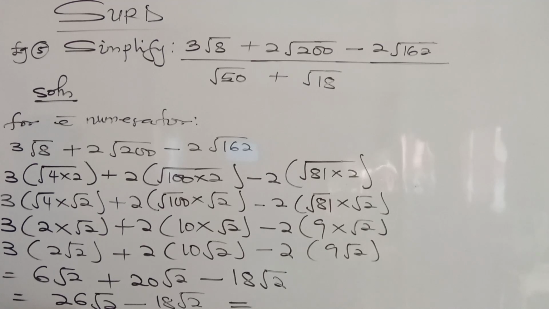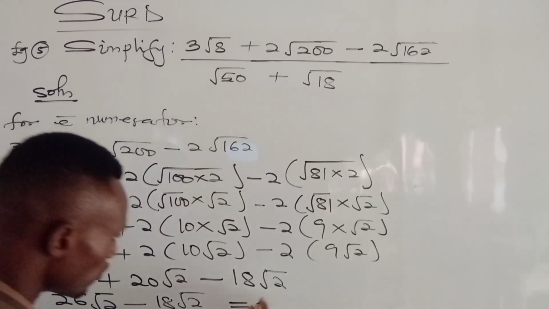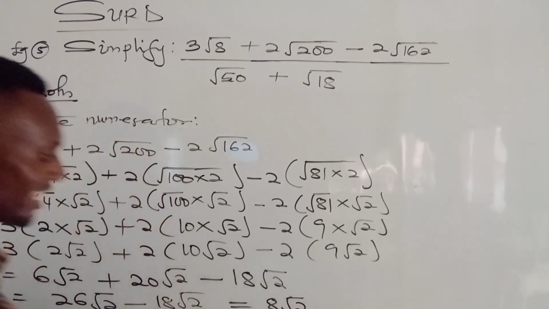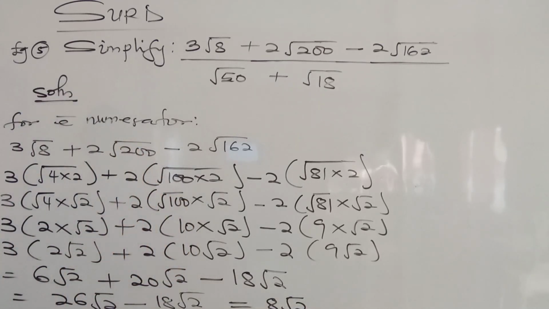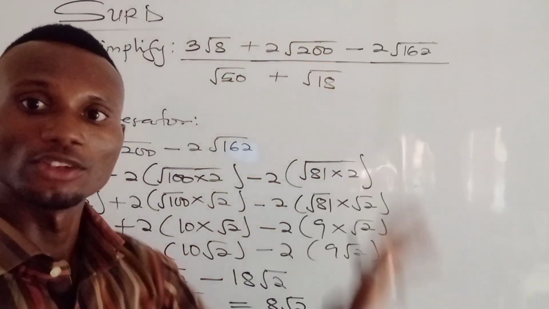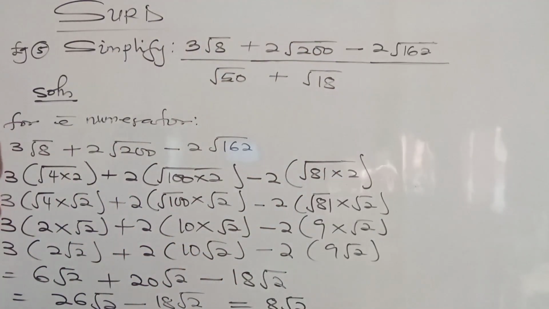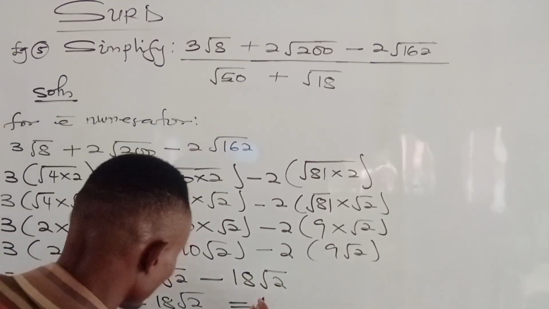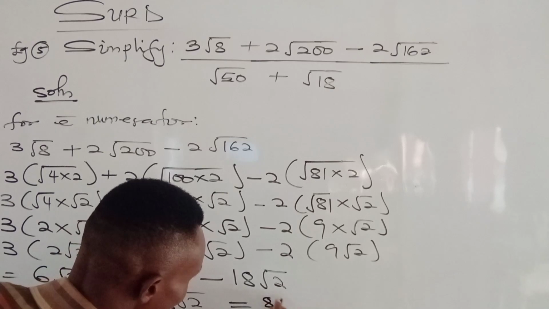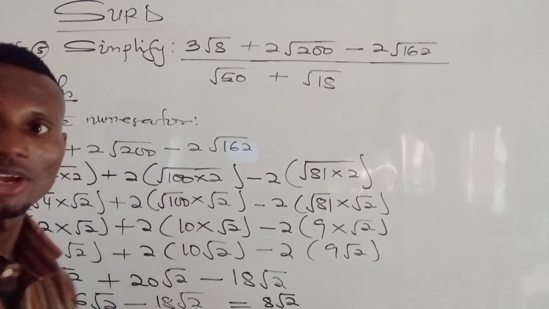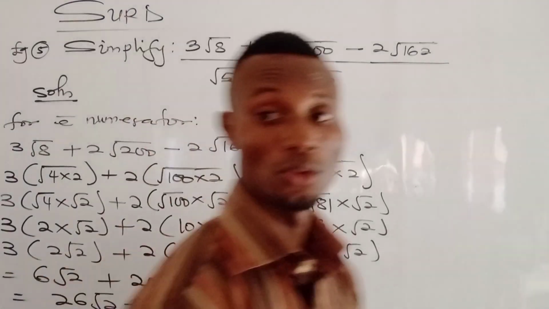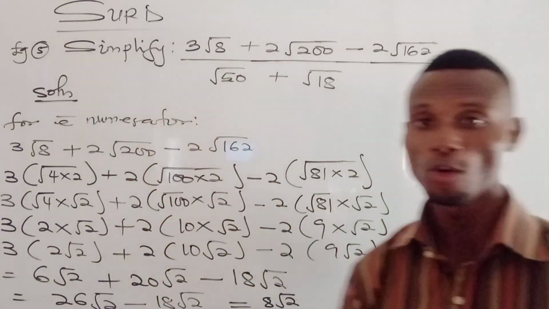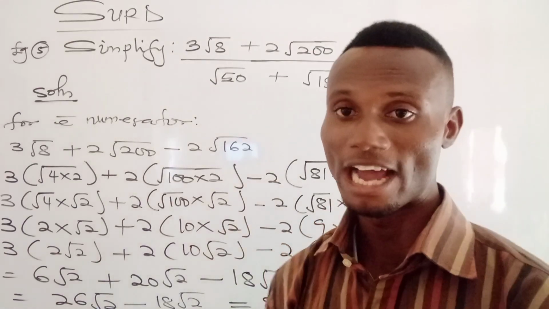I hope you agree with me. So I'm going to get 8 root 2. This is the answer for simplifying the numerator. Let me write it well so that you can see it, because it's not really clear from there. So I'm going to get 8 root 2. I hope you can see it well now. Yes, so we have 8 root 2 for simplifying the numerator. I hope the explanation is clear enough up to this point.